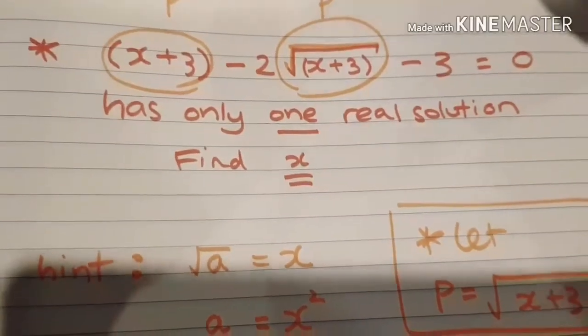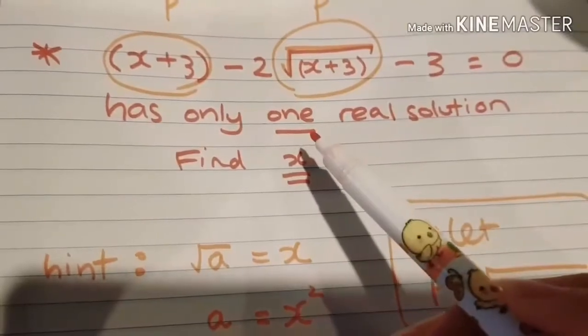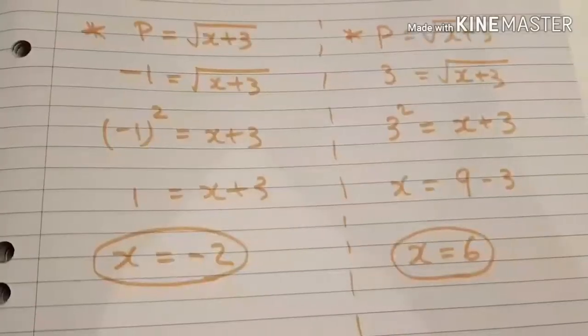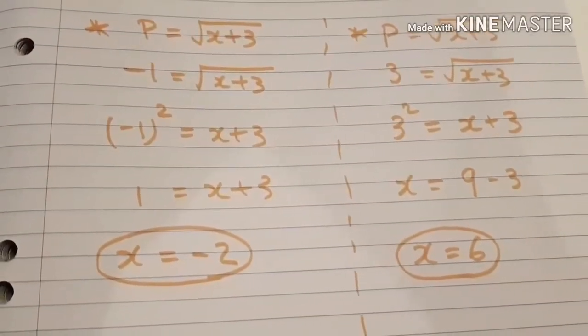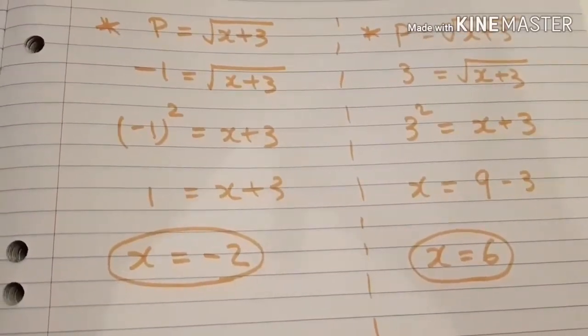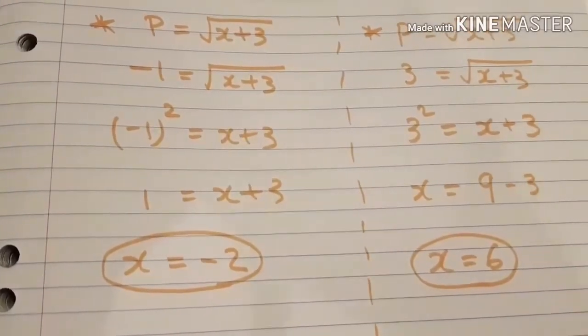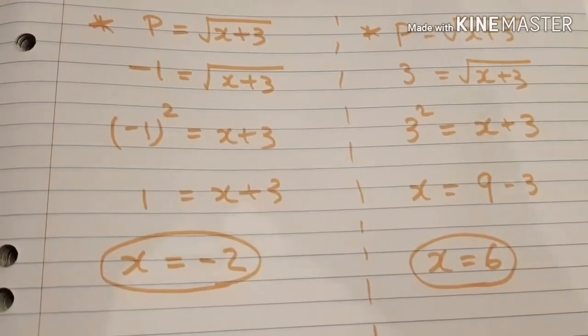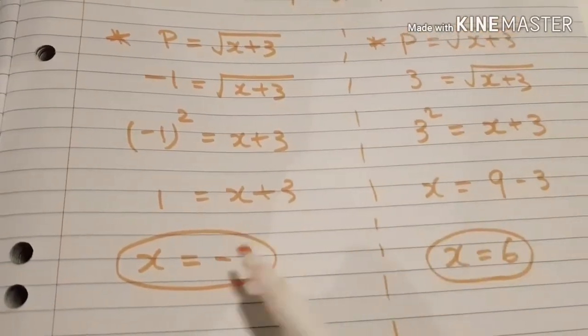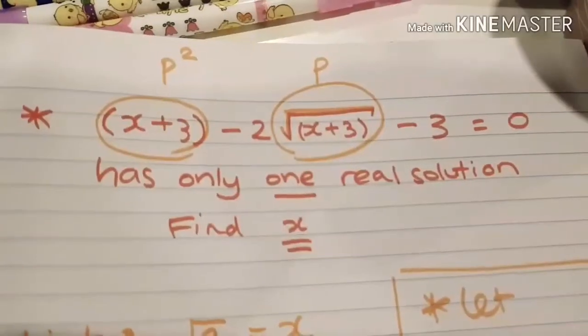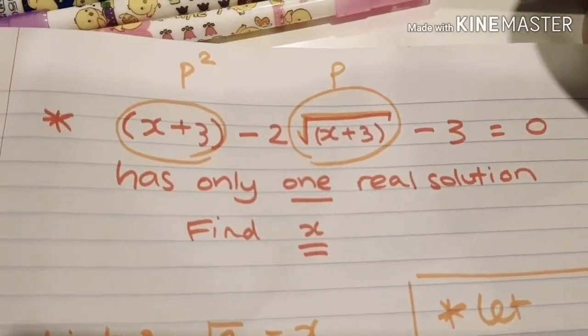But from the question it says, have only one real solution. But I've got 2 answers. Now I need to test it. Please don't forget to test your answer. How you test it is, you're going to put these 2 numbers back into the original equation.